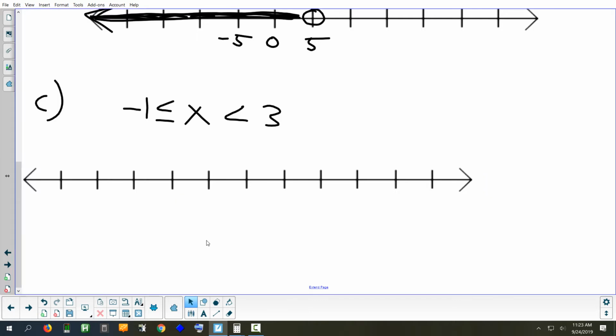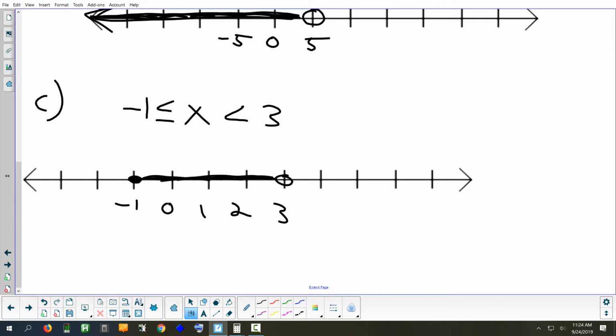Yeah. So on -1 is going to be a closed circle, and then on 3 is going to be an open circle. Yep. And you just shade in between.